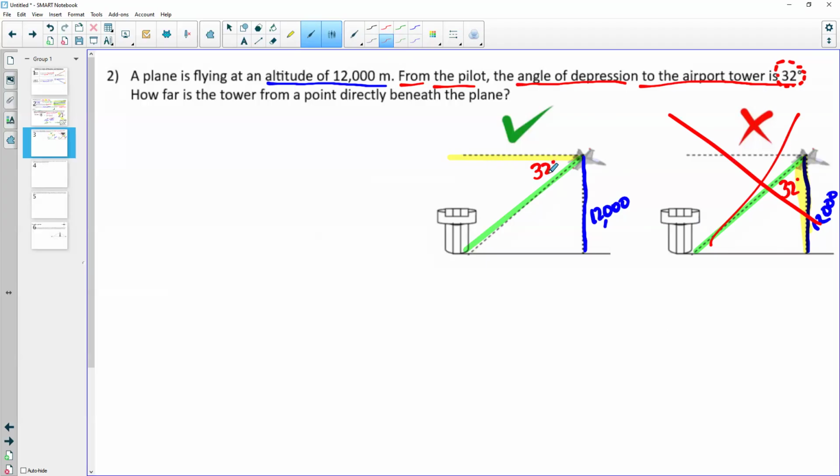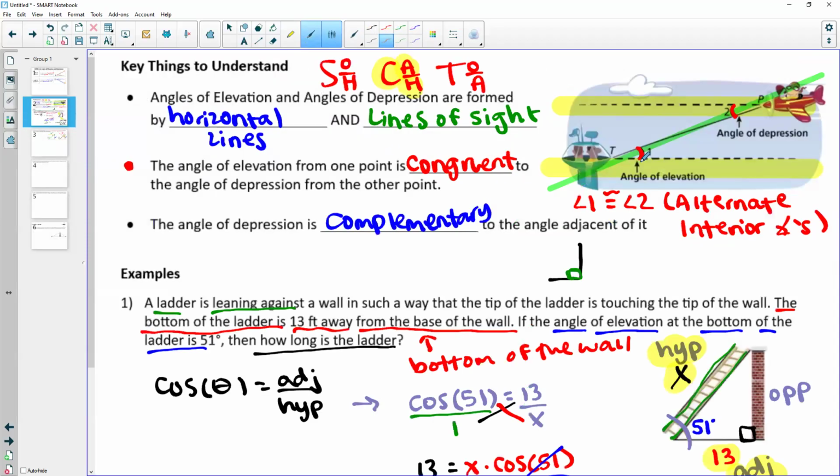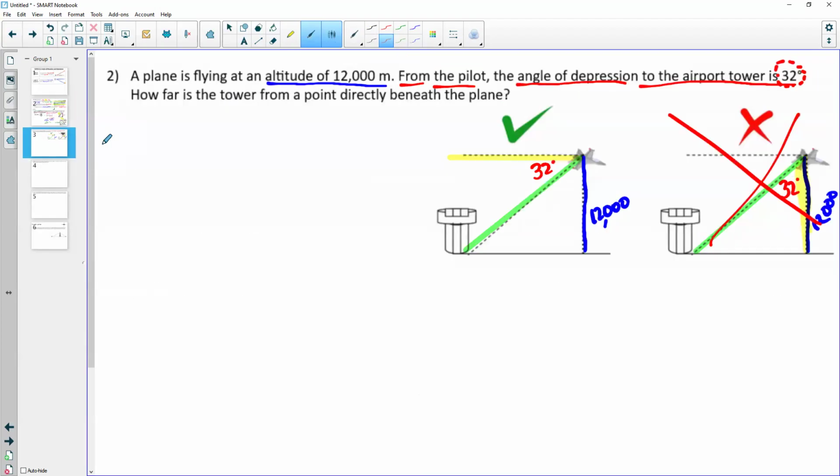So now that we have this labeled correctly, what we're going to use is what we talked about earlier. What we talked about earlier was that the angle of elevation and the angle of depression from the opposite point are congruent because they're alternate interior angles. So we're going to use that to our advantage here. What we're saying here is that if this is 32 degrees, then this angle here must be 32 degrees because they're alternate interior angles. And so if we keep reading, it says, how far is the tower from a point directly beneath the plane? So how far is the tower? Here's our tower. How far is it from a point directly beneath the plane? Here's our point directly beneath the plane.